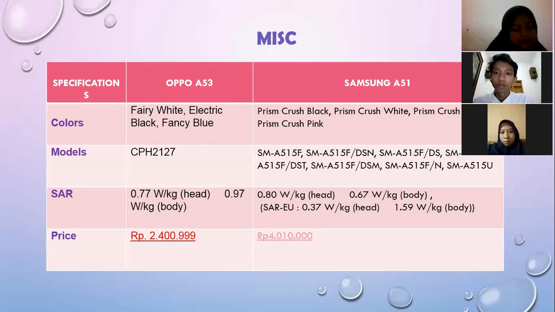Next is price. The price of Oppo is 2,400,999 rupiah, and Samsung is 4,010,000 rupiah. So we can conclude that Samsung is more expensive than Oppo.